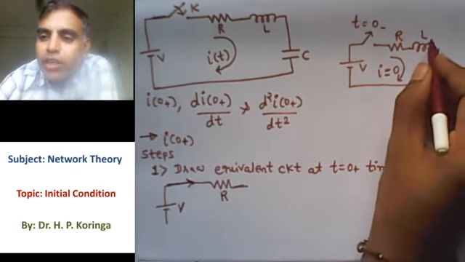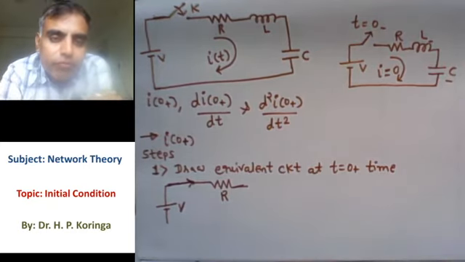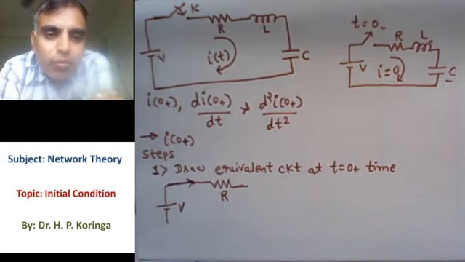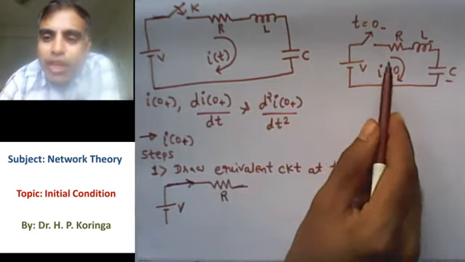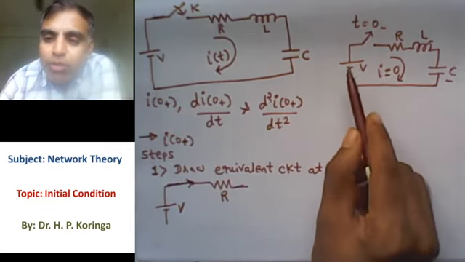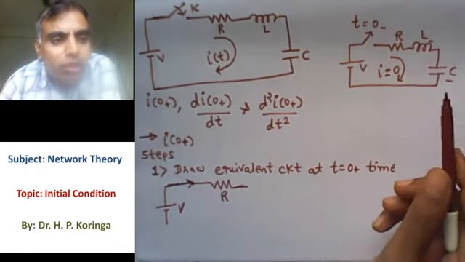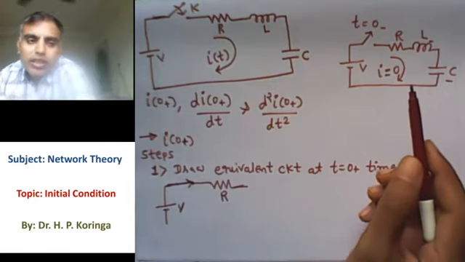So the inductor and capacitor are both uncharged for this network, because before switching, the inductor and capacitor are not connected with any source. This is the diagram before switching. So they are uncharged, right? Not connected to any source. So it is an uncharged inductor and capacitor.